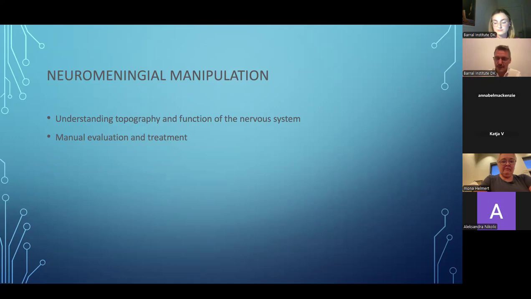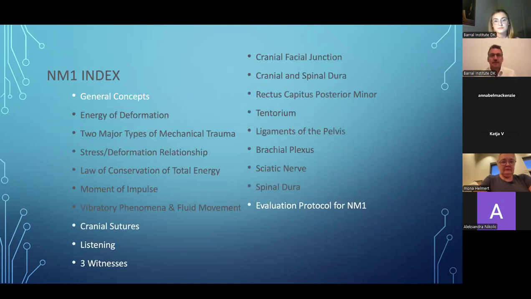Our first class, NM1, has the index here. I have printed it out so that you can see what is the content of the class. So there is a lot of theory on whiplash and to understand the different forces that may happen with trauma. So that gives you an understanding of what could potentially happen to the nervous system.